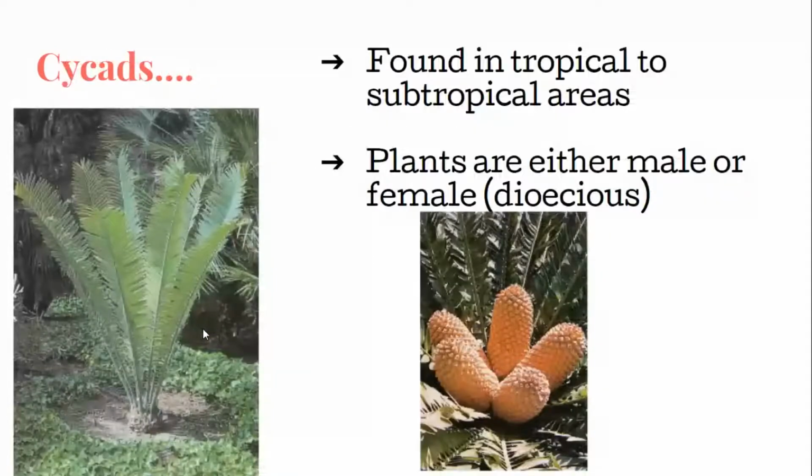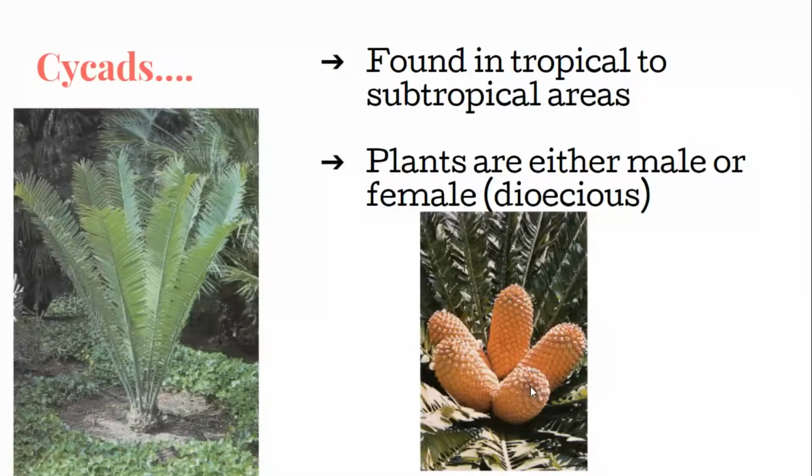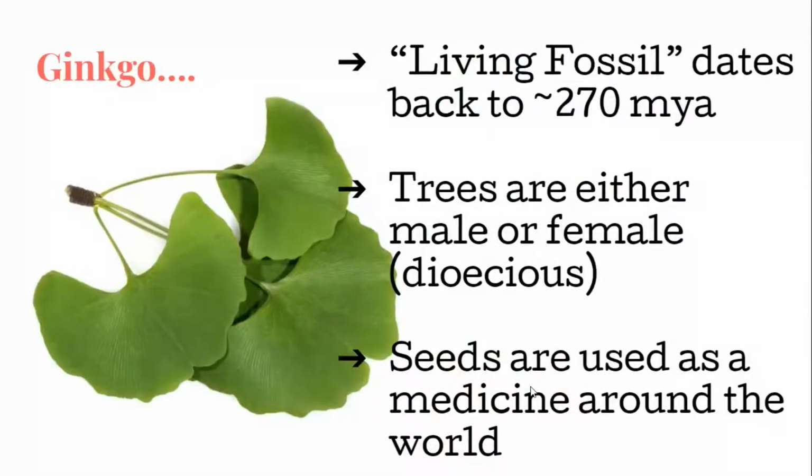Another example is called a cycad. So these are found in tropical to subtropical areas, meaning very, very warm and wet. And these plants will either produce cones, which are these right here, to be either male or female. That is called dioecious, and you will learn that in the 7th grade. Then we have ginkgo, which is considered to be a living fossil. And the reason it's called a living fossil, as you know, fossils are something that have been dead for a very long time, is because we can date this specific plant back 270 million years, unchanged, still living. The trees are either male or female, again, dioecious, and their seeds are used as a medicine around the world.